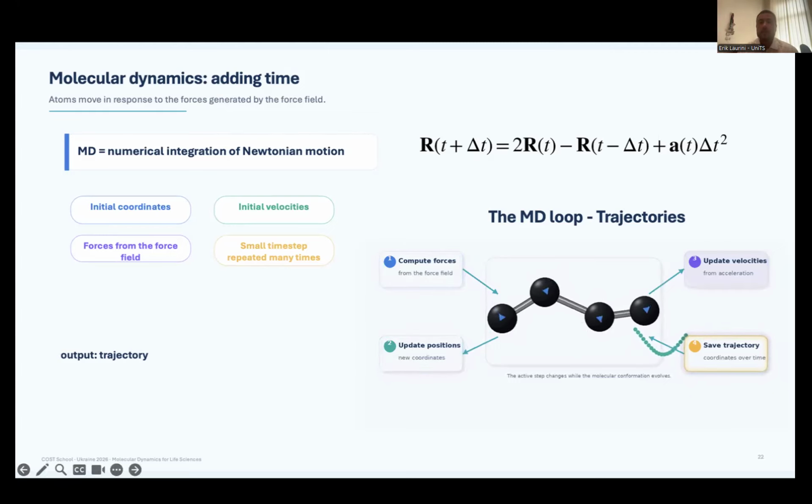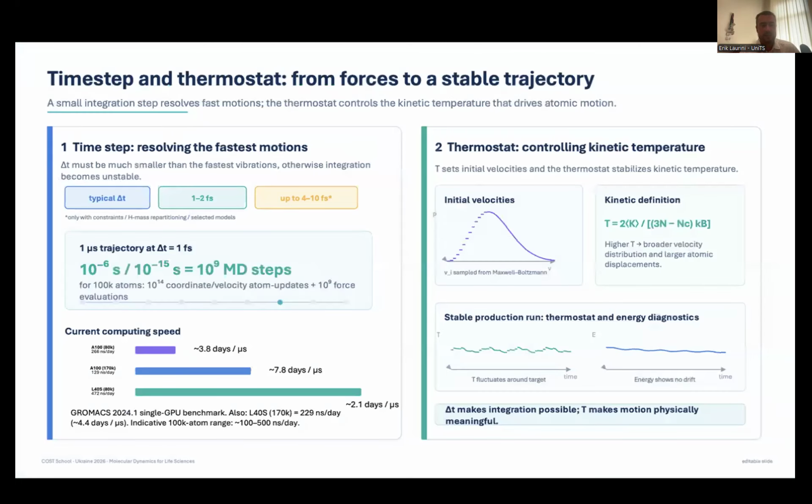Delta t is the time frame in which we have to solve the equations of motion and build the atomistic trajectories deterministically. The molecular dynamics engine will compute forces from the force field with updated positions, so we assign new coordinates and updated velocities by assigning new accelerations, and they save trajectories over time. So we start to build an atomistic trajectory.